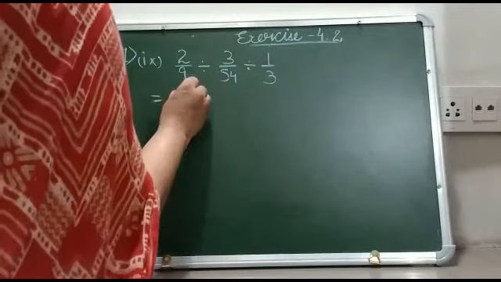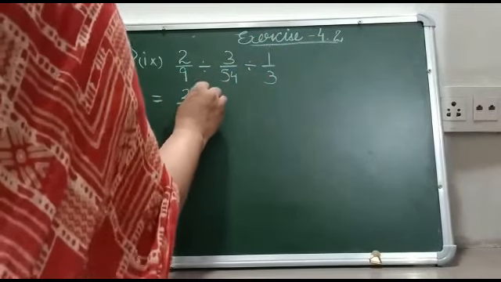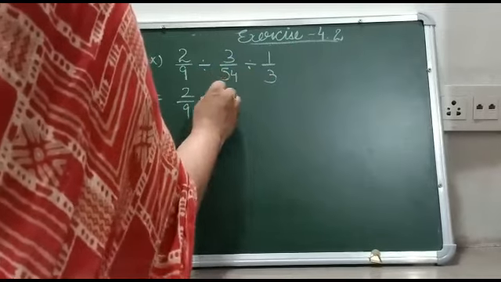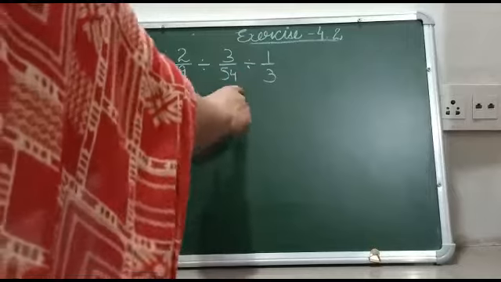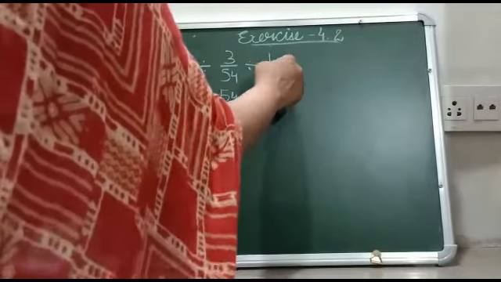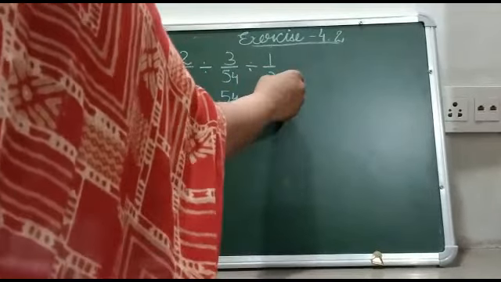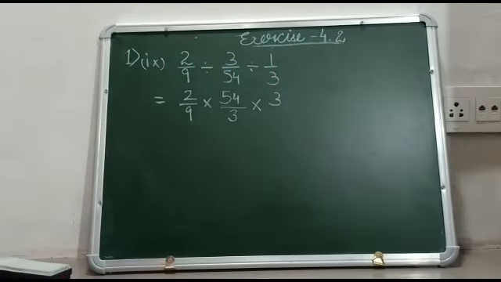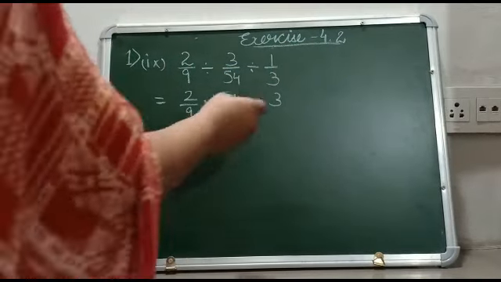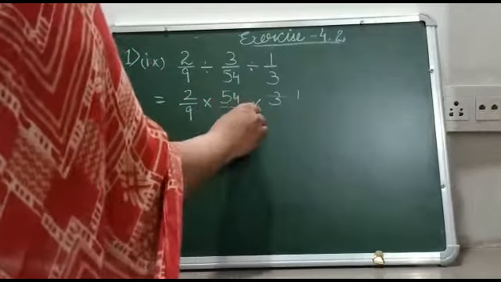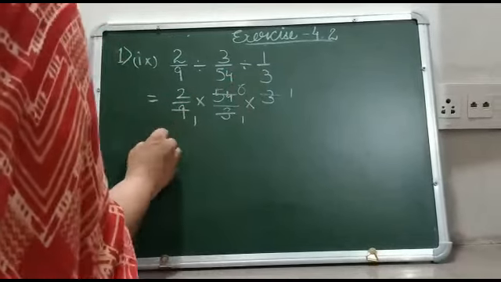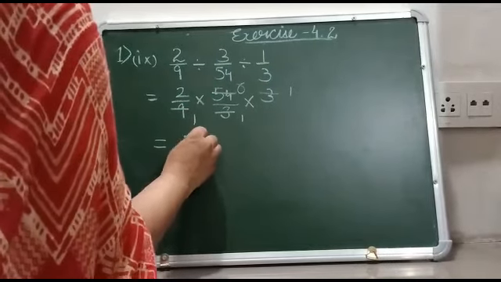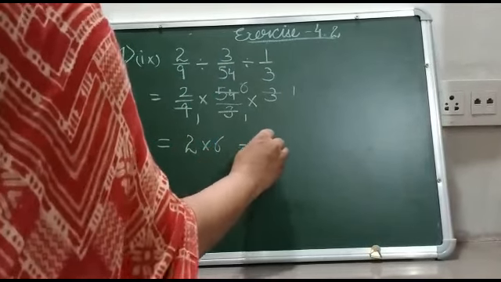So to change the division into multiplication, we will take the reciprocal of these fractions. It will become 2 upon 9 multiply by 54 upon 3 multiply by 3, because 3 is the reciprocal of 1 upon 3. Now we will cancel out the common factors. 3 ones are 3, 3 ones are 3, 9 ones are 9, 9 6 are 54. So we are left with 2 into 6, that is 12.